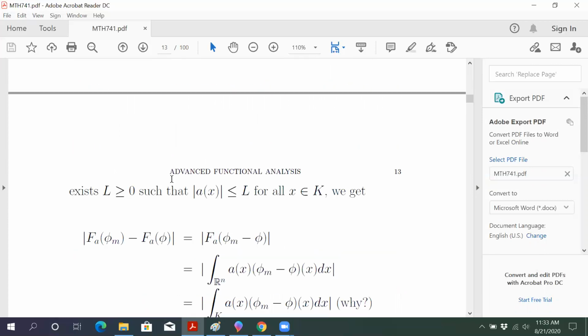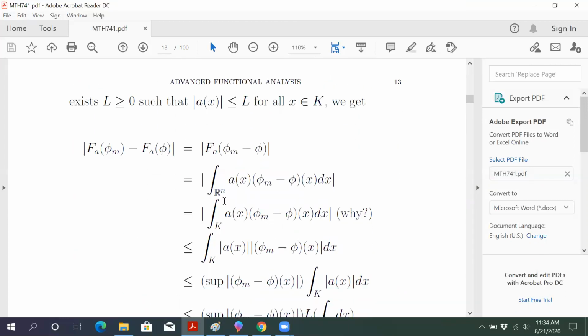What does it mean? It means outside K, Pm minus Phi is 0. Outside K, Pm is 0, Phi is also 0. So Pm minus Phi is 0 outside K. So this integral reduces to integral on K, because outside K, the value of this function is 0.